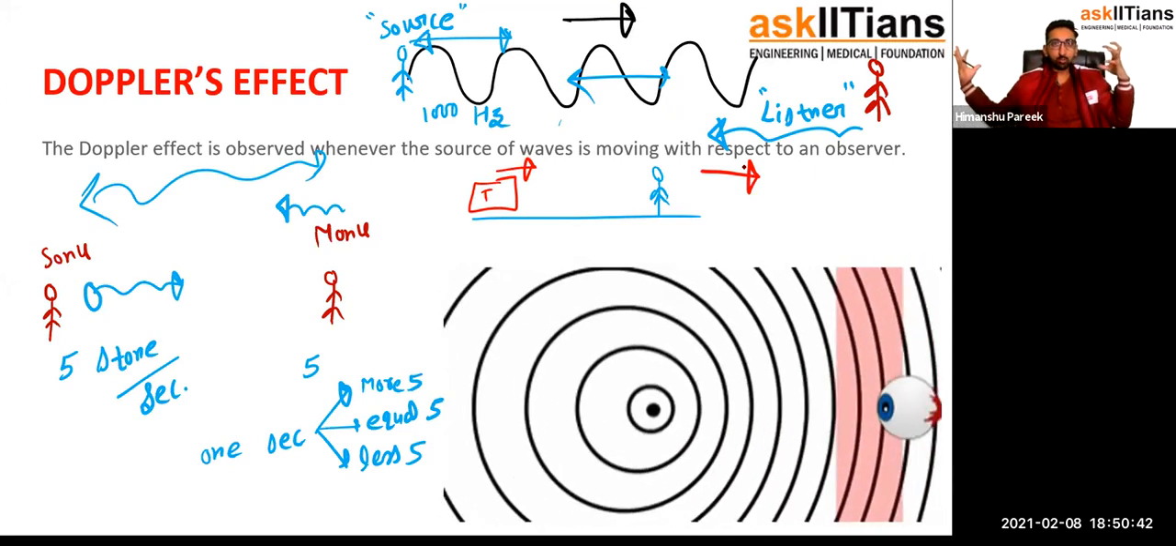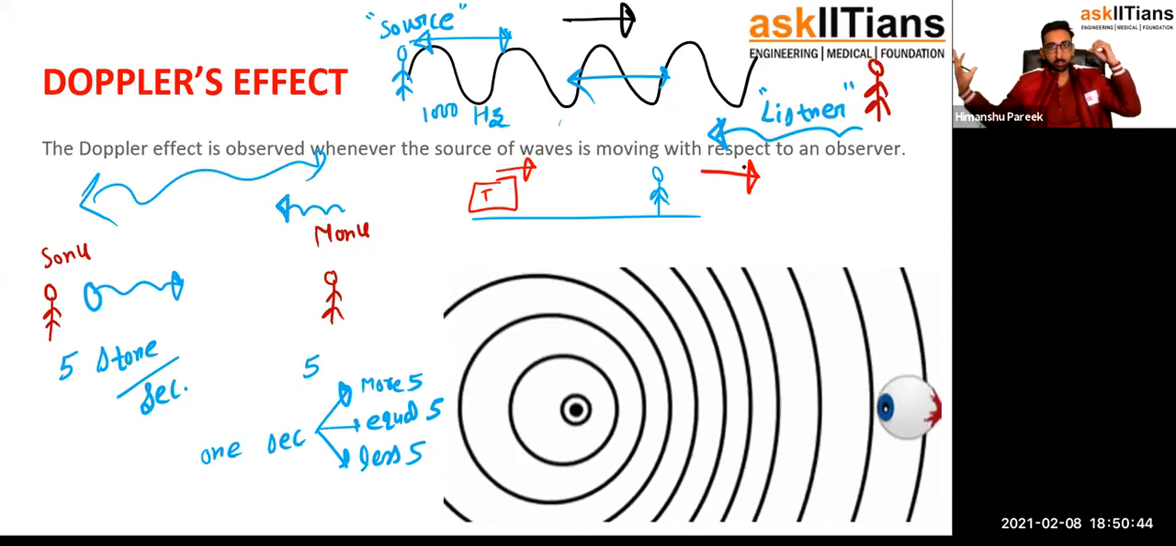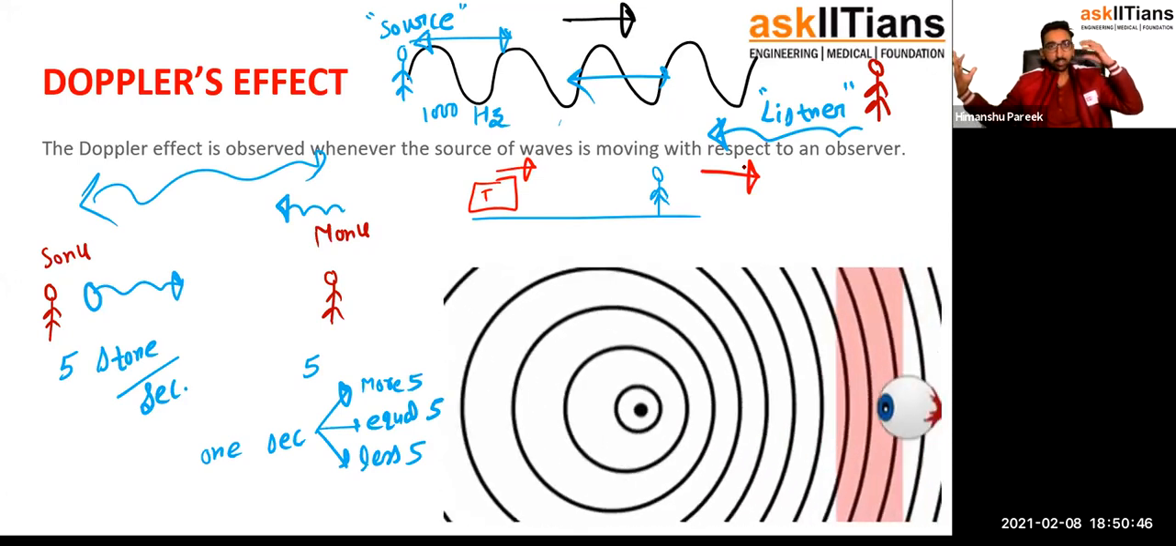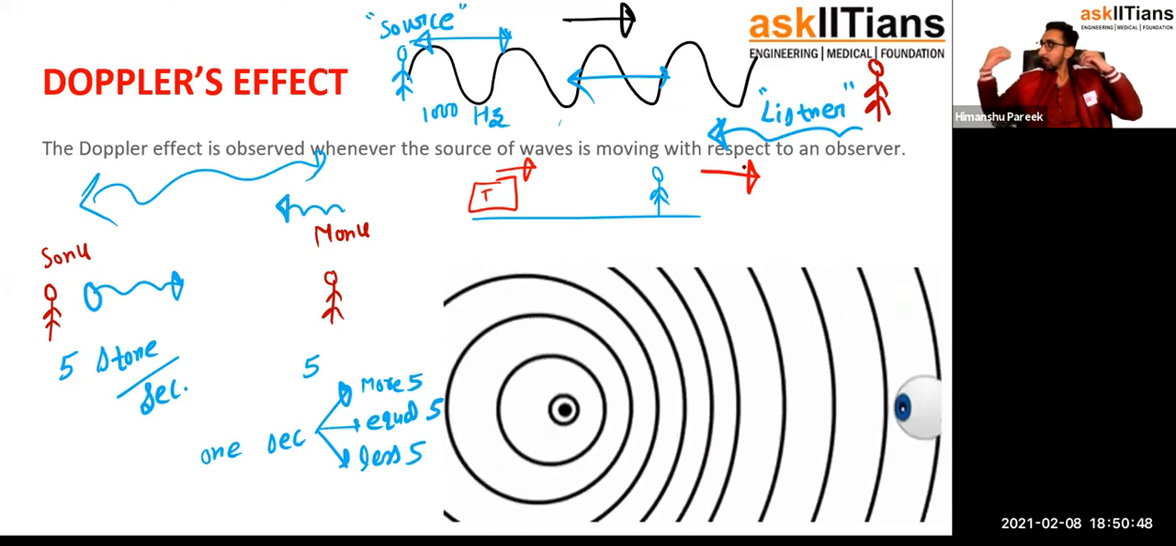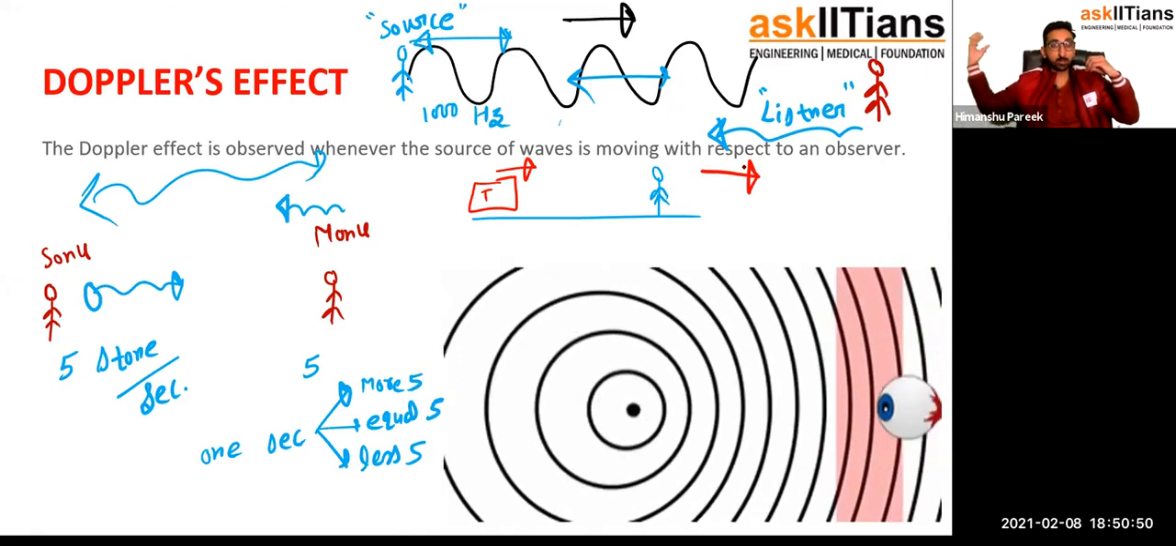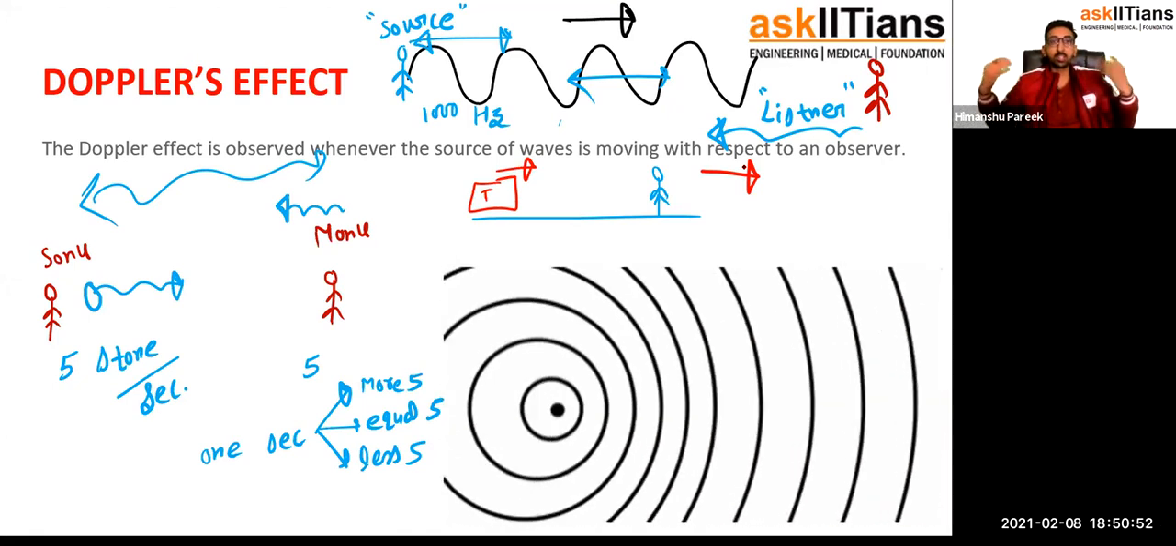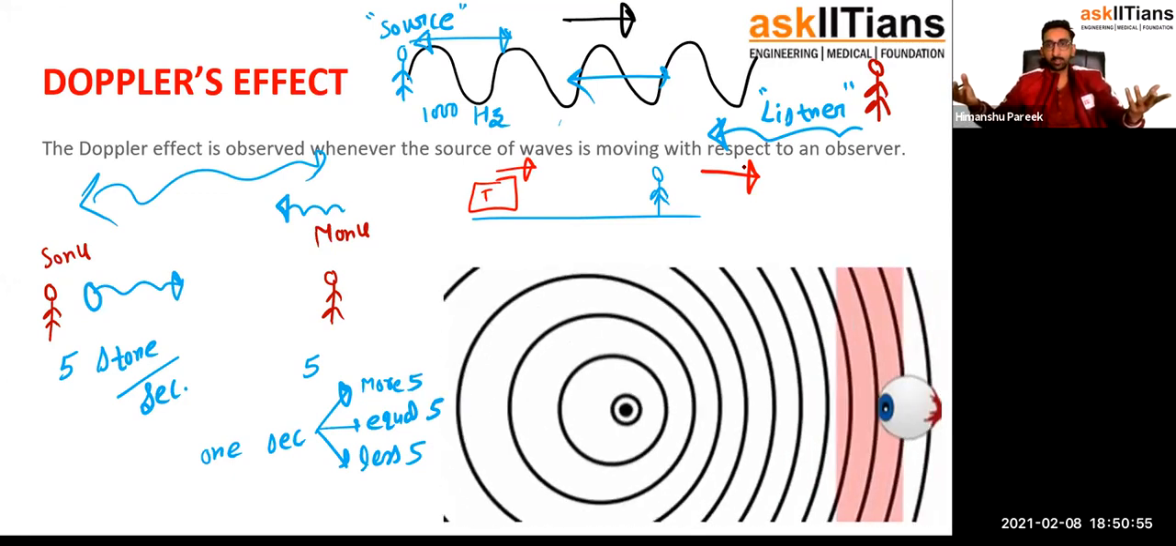So when it approaches you, it means more vibrations per second you're getting, so frequency is increasing. When it is going away from you, it means fewer vibrations per second you're getting, which means the frequency is decreasing. That's what the Doppler effect is.